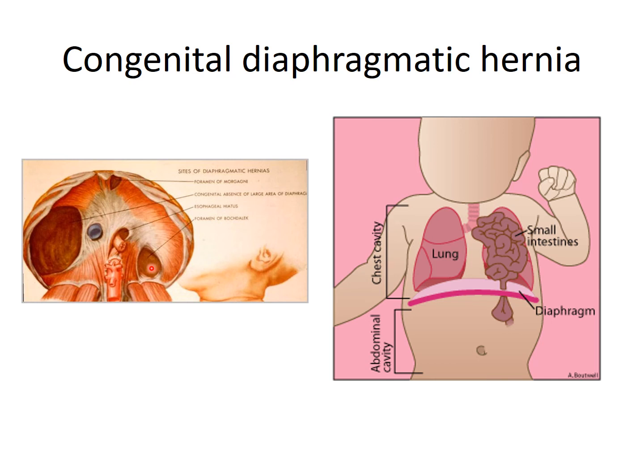We call it the foramen of Bochdalek. This defect is called the foramen of Bochdalek, which leads to congenital diaphragmatic hernia.